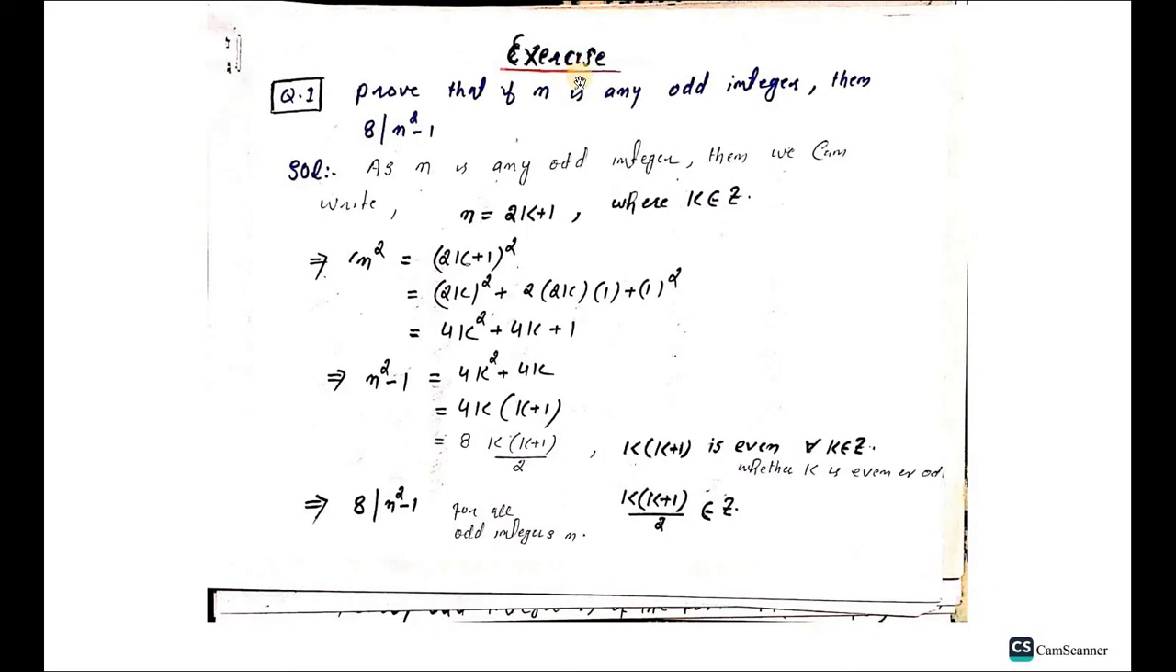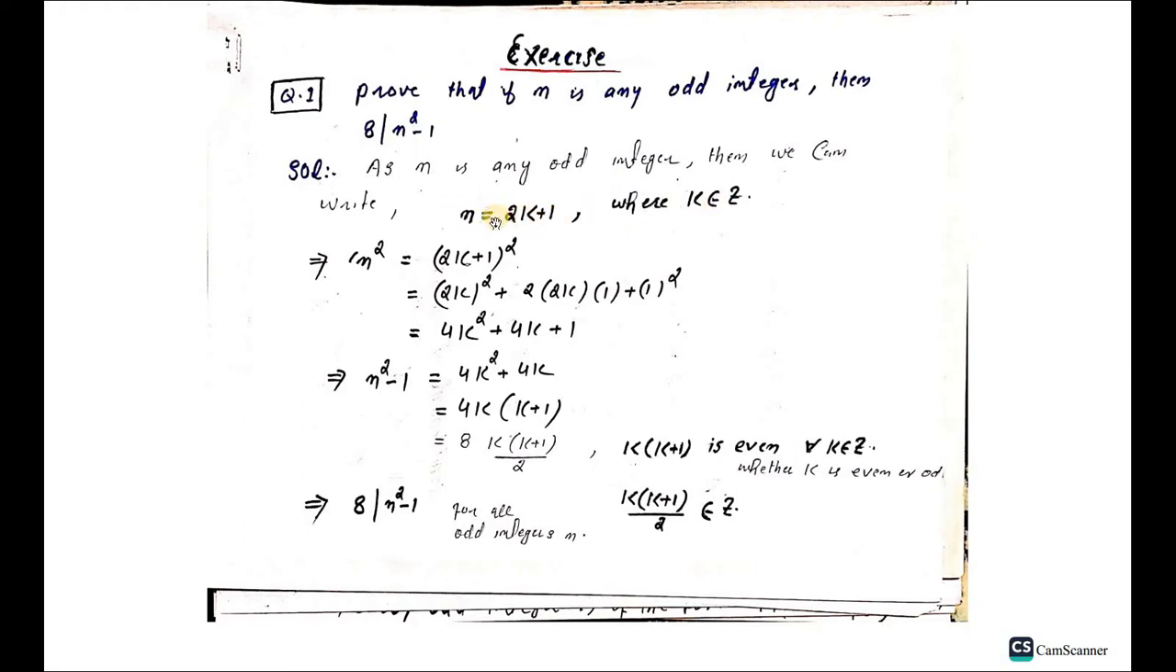Dear students, here we have an exercise from chapter 2, number theory. The first question is: prove that if n is any odd integer, then 8 divides n square minus 1. The solution here is: since n is any odd integer, we can write n is equal to 2k plus 1, where k is some integer.